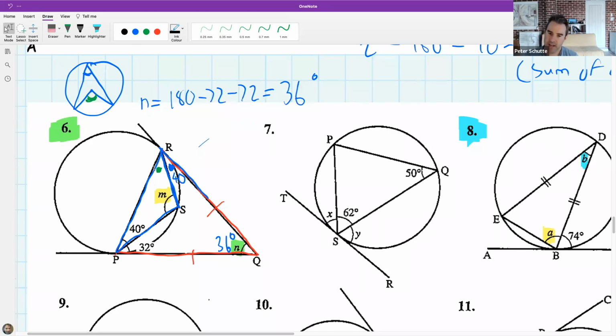Okay, so it looks to me like everyone has realized, oh, wait a minute, this angle over here is the same as this one here. If that's 40, then the green dot must be 32. So this must be 32. Now, the final thing, what is M going to be equal to?